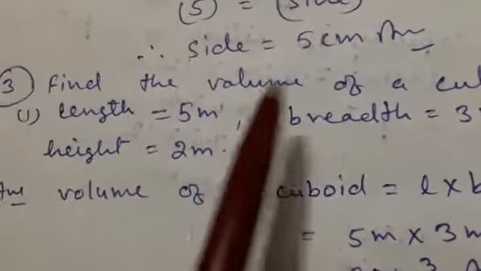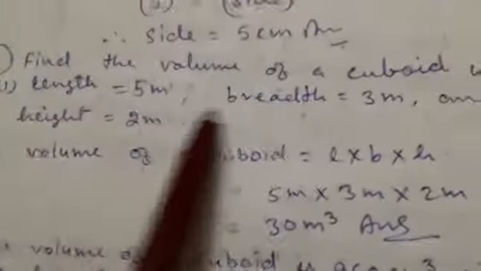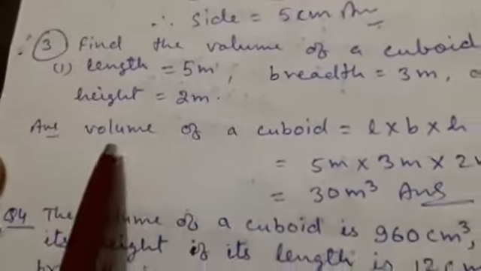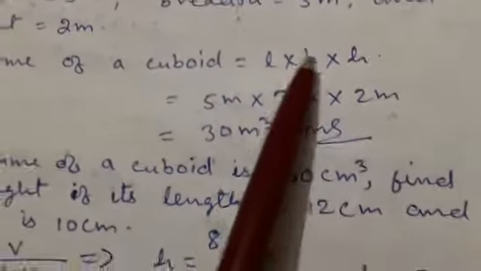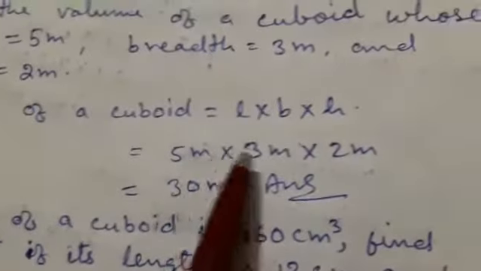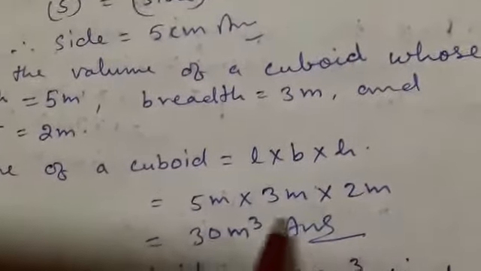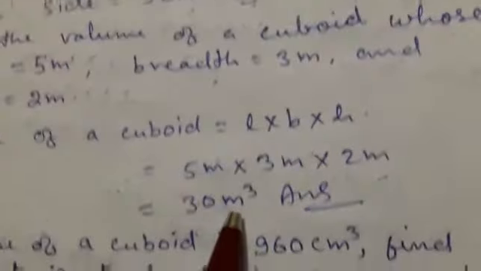Question number 3. Find the volume of a cuboid whose length is 5 meter, breadth is 3 meter and height is 2 meter. So let us find out. As we know, volume of a cuboid is equal to length into breadth into height. Therefore 5 meter into 3 meter into 2 meter. It means 5 threes are 15, 15 twos are 30 meter cube.